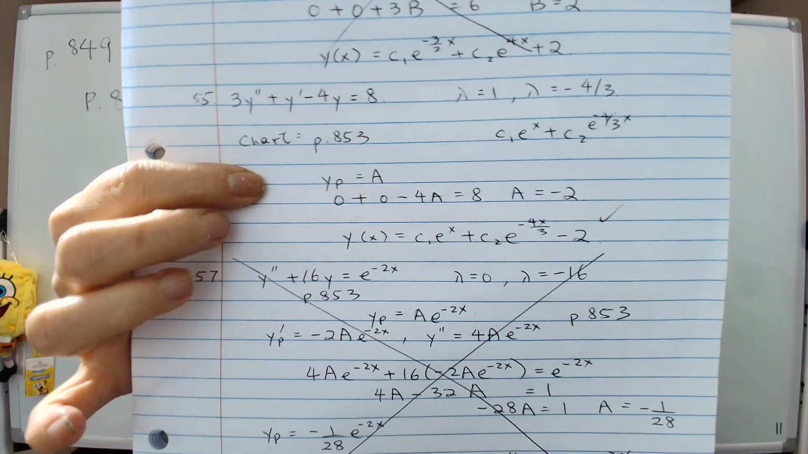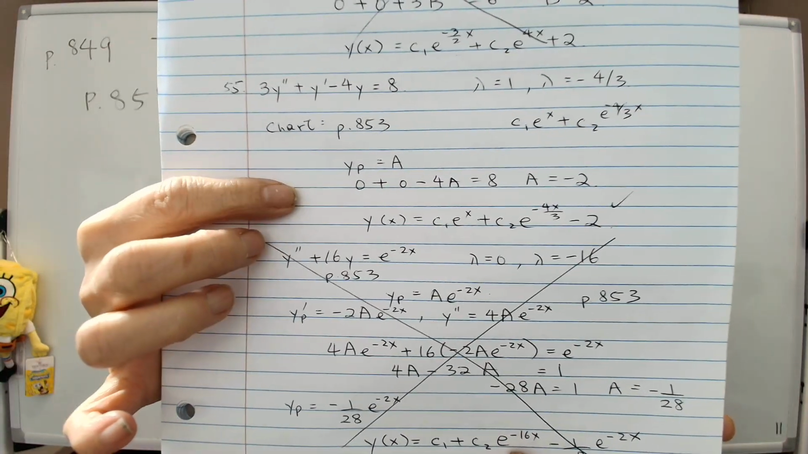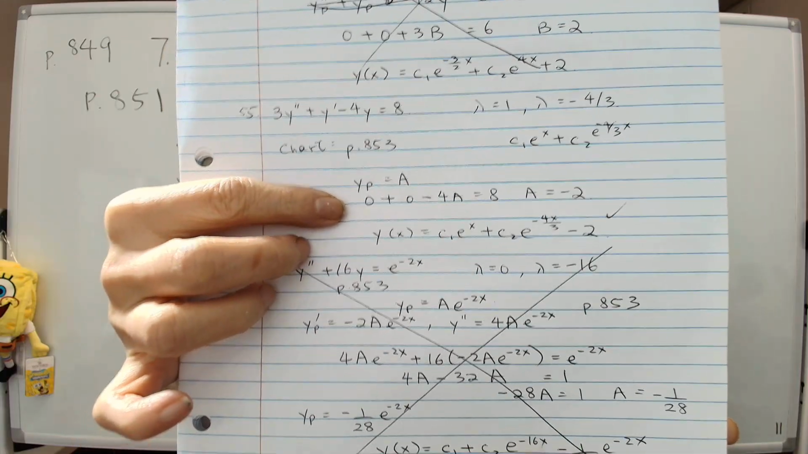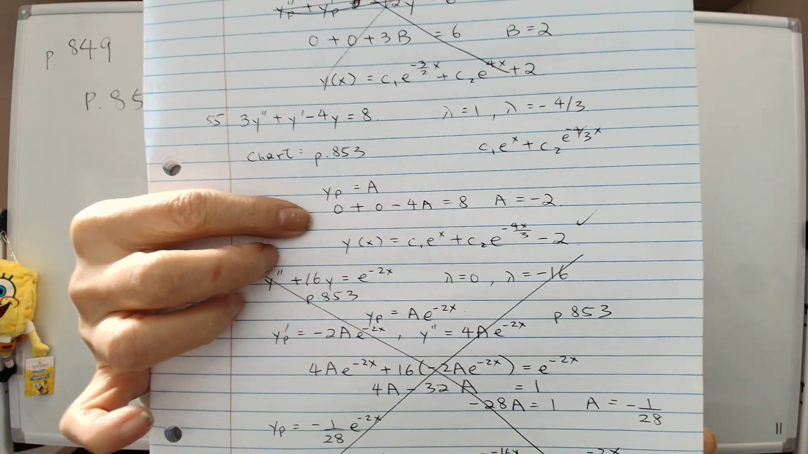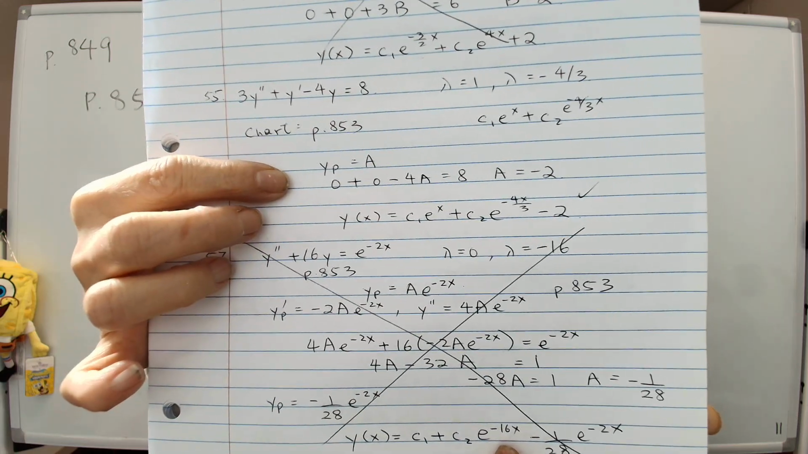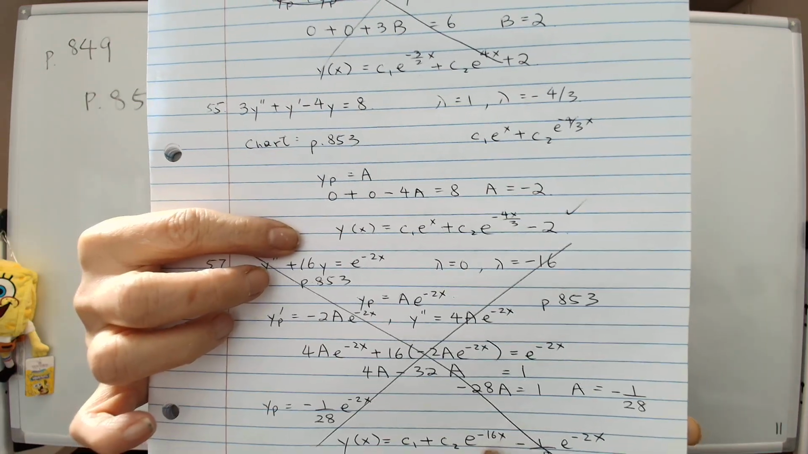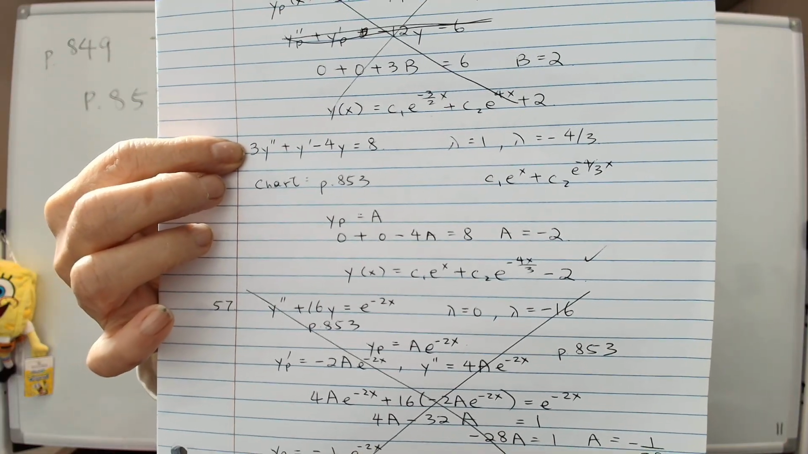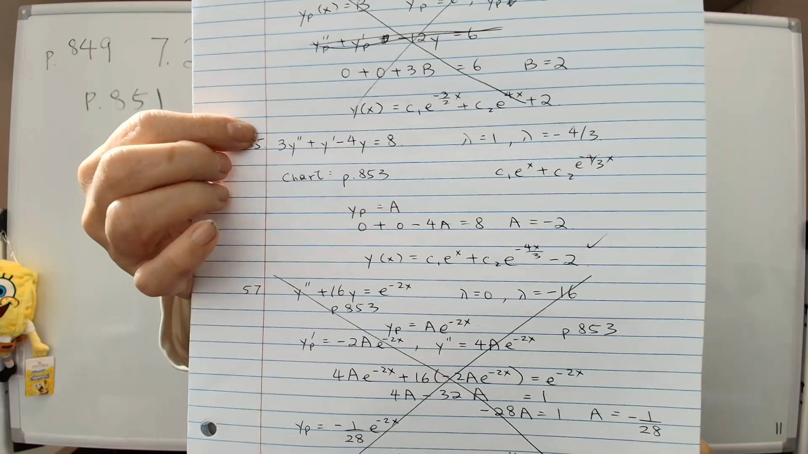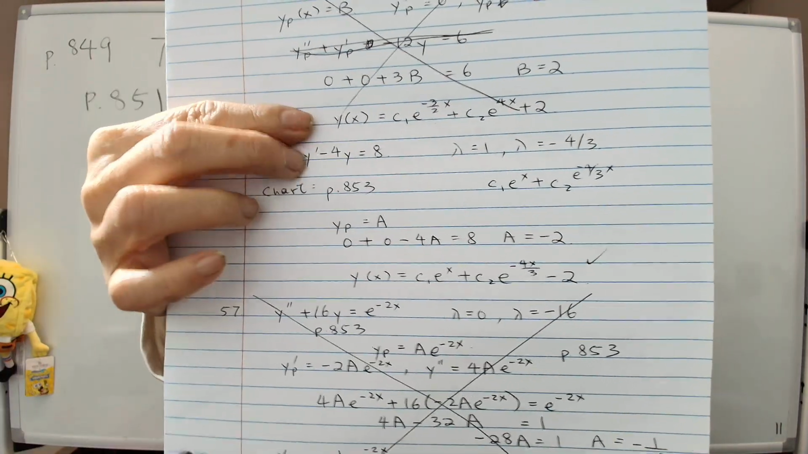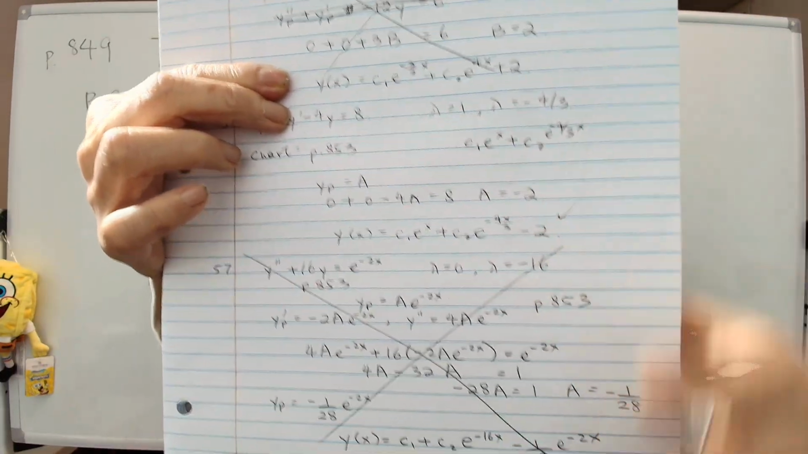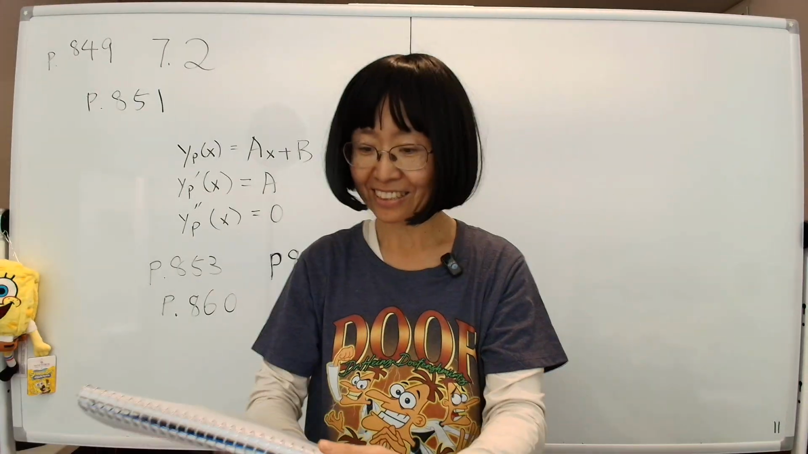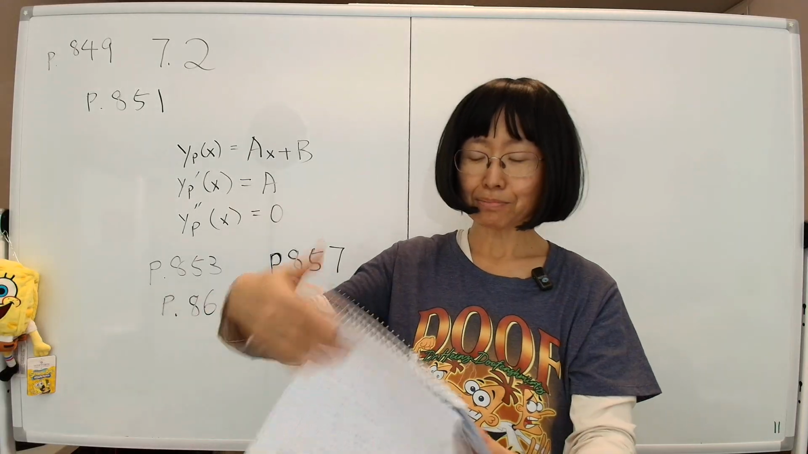So yp will just be equal to a constant. Then I plugged it in, and we figured out that y prime and y double prime are both 0. I plugged it in and calculated that there's only a, and a is minus 2. In the meantime, I also had to solve the quadratic equation, which gave me lambda equals 1 and minus 4/3, which I plugged into the coefficients up here. So then the entire solution is just this, and that turns out to be the right answer. So that's always good. So that's problem 55.